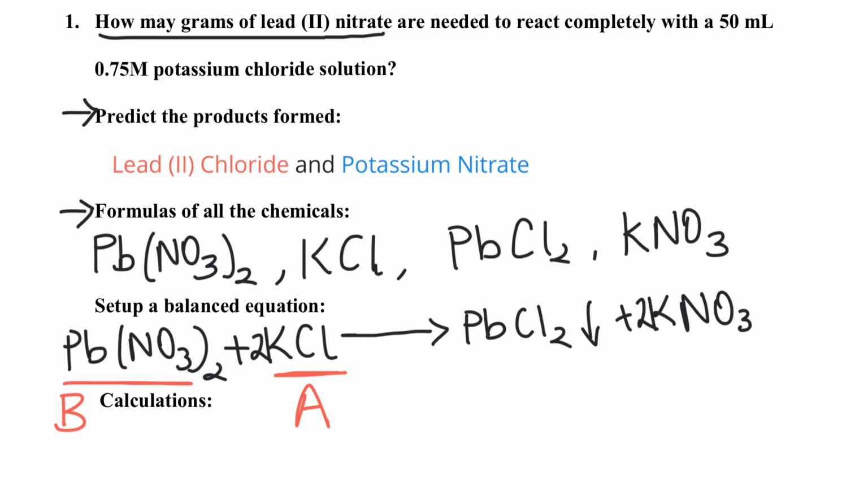Now, what do we know about chemical A? We know that there's 50 mils of it, and it has a concentration of 0.75 molar. Using these two pieces of information, and by using this formula, you can easily find out how many moles you have. All you need to do is put the numbers in and multiply these two, and you should have your answer.